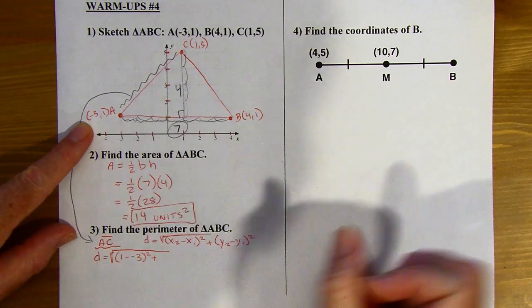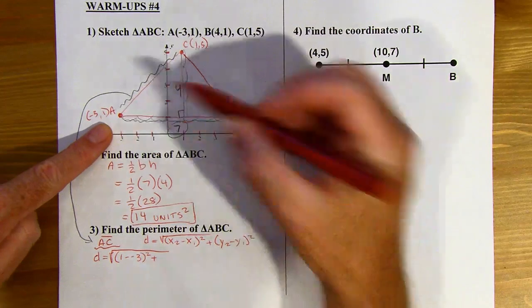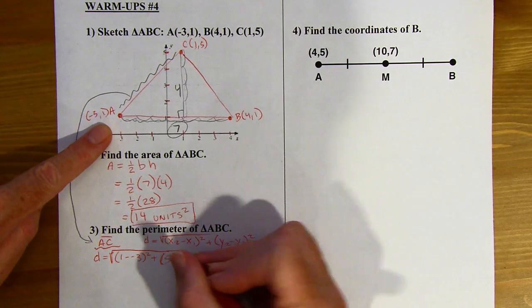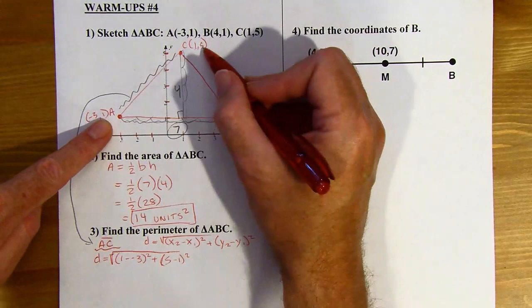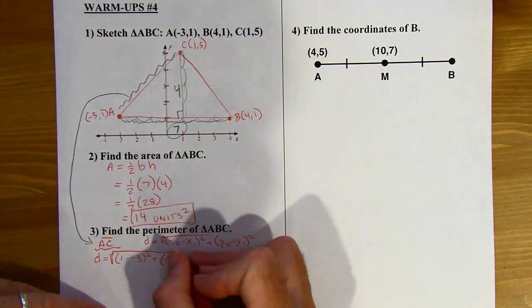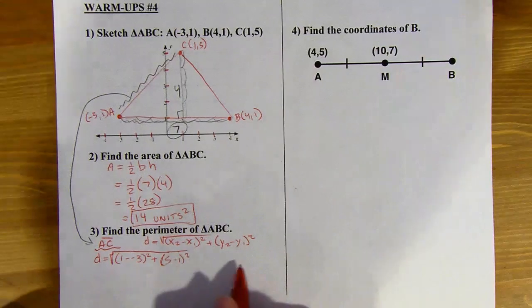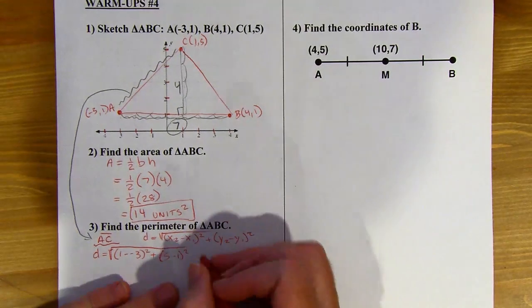Okay, and then I'll square that. And for my y's, 5 minus 1. Or if you subtract in the opposite direction, so if you did 1 minus 5 for the y's, that'll work too. Okay, all right, and then I'll start simplifying this. I'm going to work to the right here just because I didn't leave myself too much space on this page.